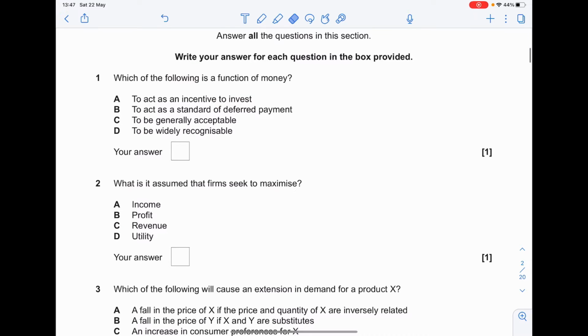So you've got functions of money and you've got characteristics of money. So you've got to make sure you don't get them mixed up. So the function of money is what does money do? And what money does is it's a standard of deferred payment. So you can use it to pay for something in the future. Generally acceptable, that's a characteristic, and it's recognisable, that's a characteristic. So don't get mixed up between functions and characteristics.